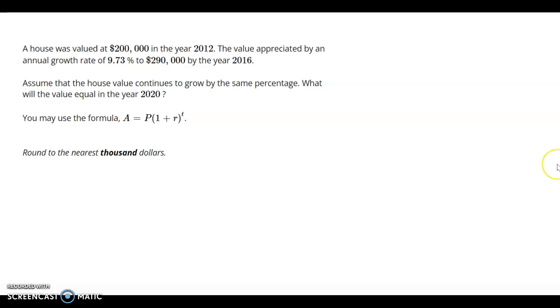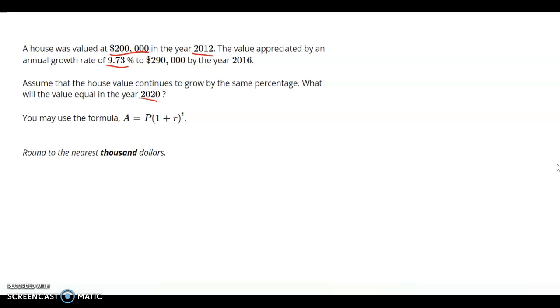Okay, we have a house that was valued at $200,000 in the year 2012. The value appreciated by an annual growth rate of 9.73% to $290,000 by the year 2016. Assume that the house value continues to grow by the same percentage. What will the value equal in the year 2020?